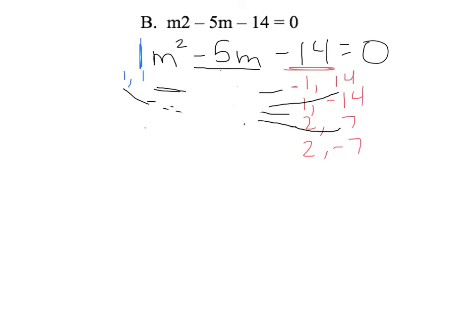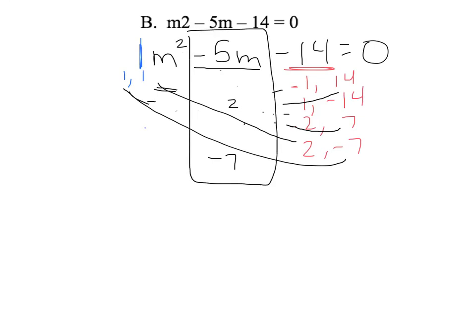So let's try 2 and negative 7. 1 times 2 is 2. 1 times negative 7 is negative 7. When I add those together, yep, I get negative 5 in the middle.